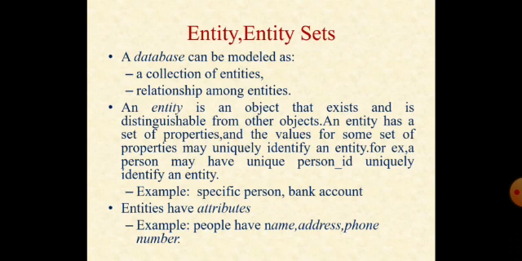For example, a person is an entity, a bank account is an entity. The entity person has a person ID that uniquely identifies the entity. Entities have attributes. For example, people have attributes like name, address, and phone number. So collectively, a database can be categorized as a collection of entities, and there are relationships among entities.